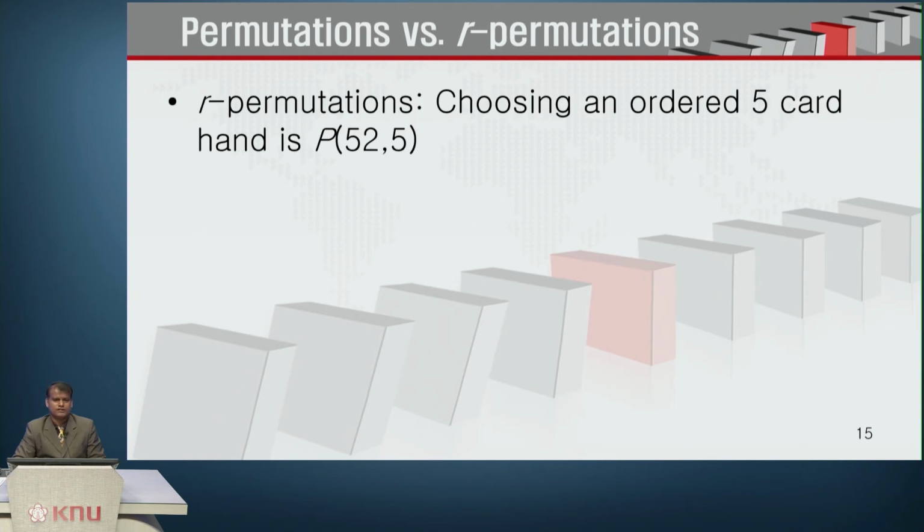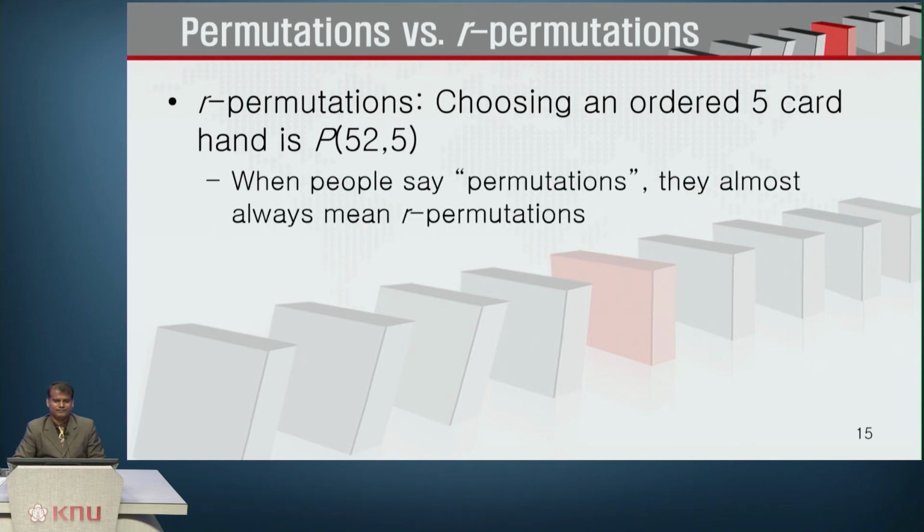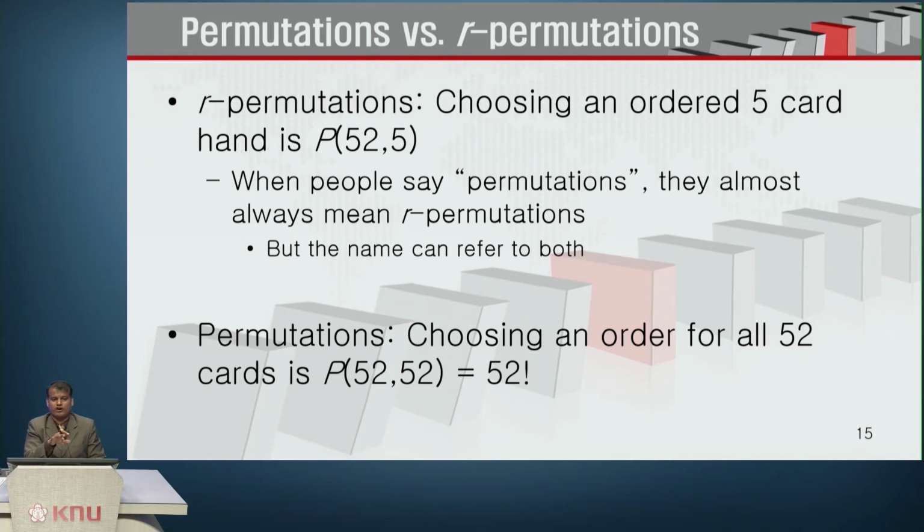So, permutation versus r-permutation. Whenever we choose particular items from a given n, that's where the r comes in, like choosing an ordered five cards in the hand from P(52, 5). Generally speaking, when people say permutation, they almost always mean r-permutation, because we always talk about five cards among 52 cards, or three letters among the five letters in that word. Choosing an order for all 52 cards is just P(52, 52), which is 52 factorial.